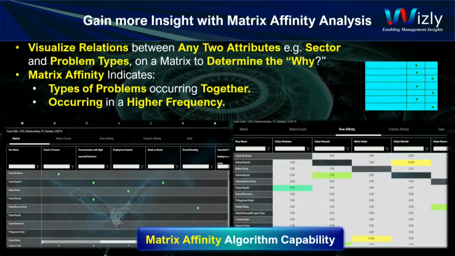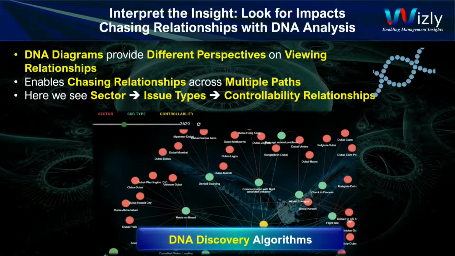The next analytic is the matrix affinity analysis. This is to visualize relationships between any two attributes, for example, the different sectors of the airline and problem types, and to understand what types of problems occur together and the frequency they occur together in.